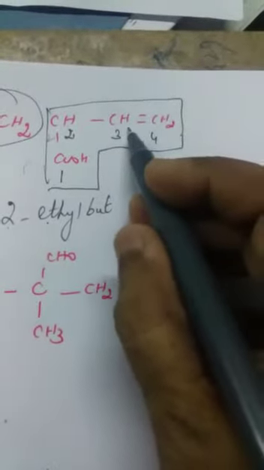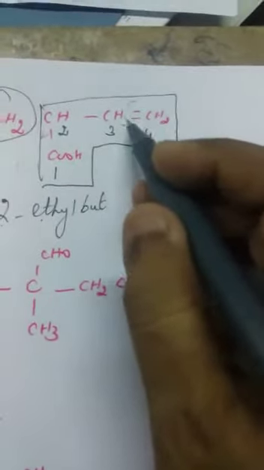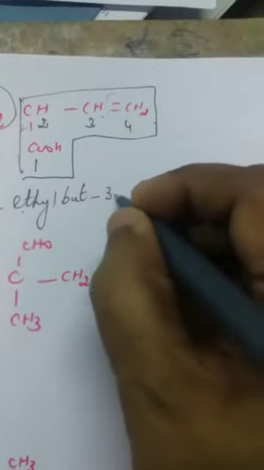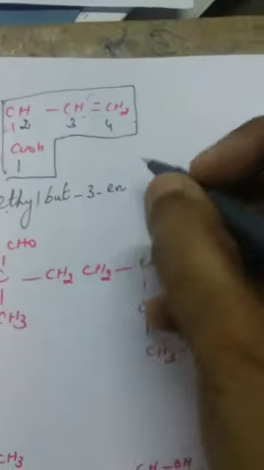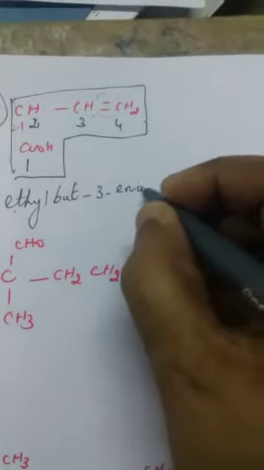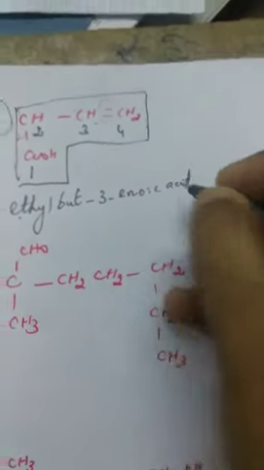This ene, that is the double bond, is present in the third position. Therefore you have to write 3-ene. Next, the functional group: you have to mention the functional group. Therefore oic acid.